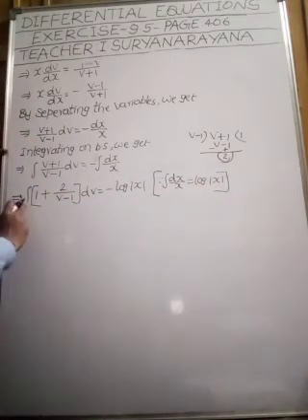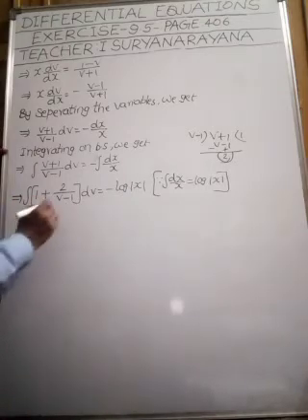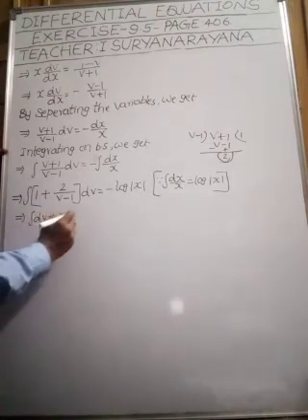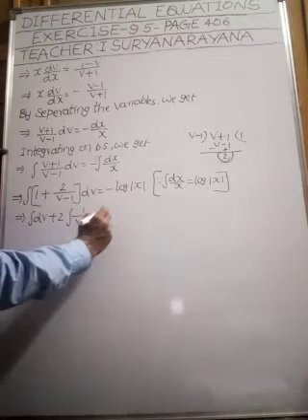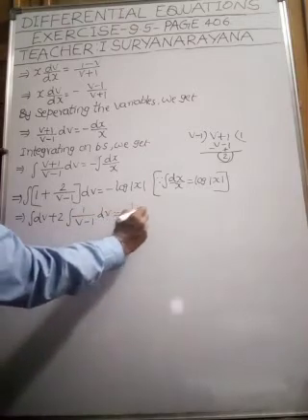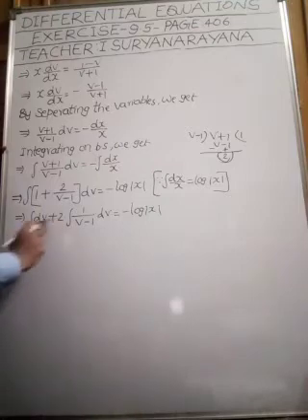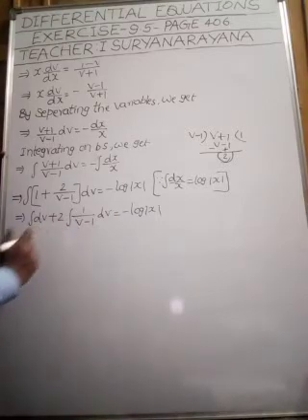Right. Now, let us integrate these two terms separately. This implies integral dv plus 2 into integral 1 by v minus 1 dv is equal to minus log mod x. Understood this LHS, my children? Here I am integrating these two terms separately. Then we got this step. Okay, my children?